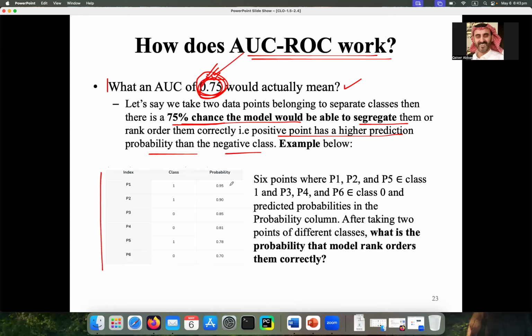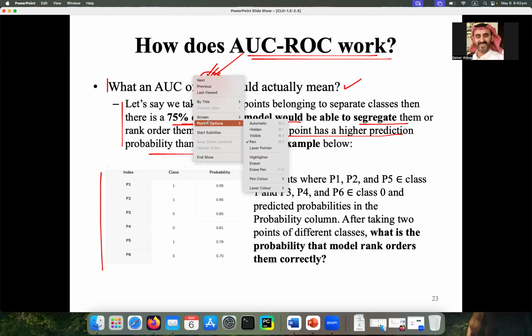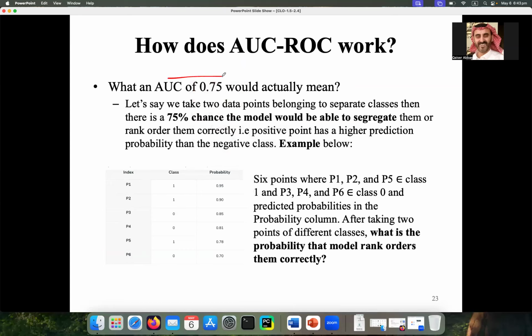Here in this example, we have 6 data points, P1, P2, P3, P4, P5, P6. Because here we said, what does an AUC of 0.75 mean? And here we said, assume 2 data points belonging to separate classes, and then there is a 75% chance that this model will separate or segregate these 2 points, or these 2 classes, completely.